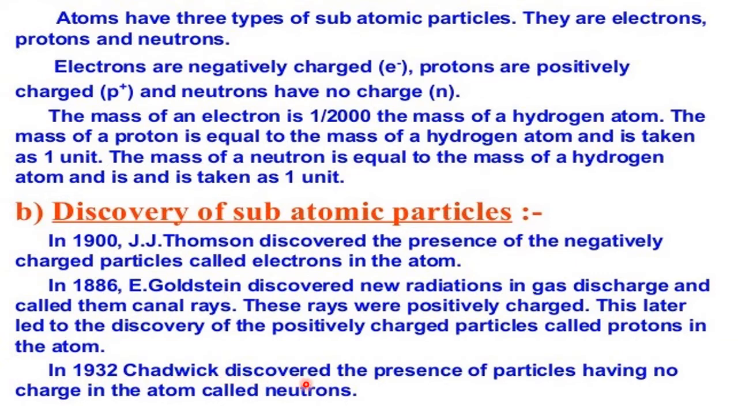In 1932, Chadwick discovered the presence of particles having no charge in the atom called neutrons. So, in 1932, it was Chadwick who discovered the presence of another particle with no charge in the atom, that is neutrons.